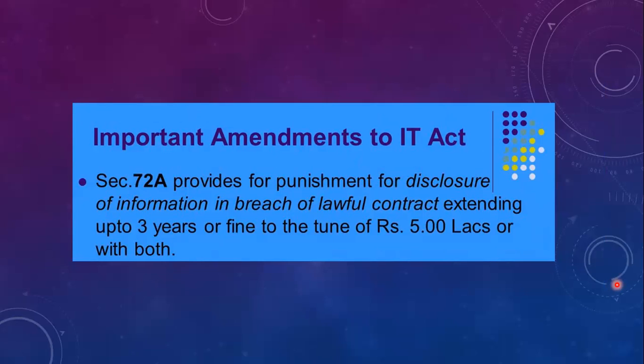In section 72, they have introduced section 72A, for the punishment of disclosure of information in breach of a lawful contract. Anyone who is hampering any data protection purpose, or any person who has secured access to any material containing personal information about another person, is punishable under section 72A. Anyone caught disclosing any information in breach of a lawful contract can have imprisonment which may extend up to 3 years, or a fine which may extend up to 5 lakhs, or both.